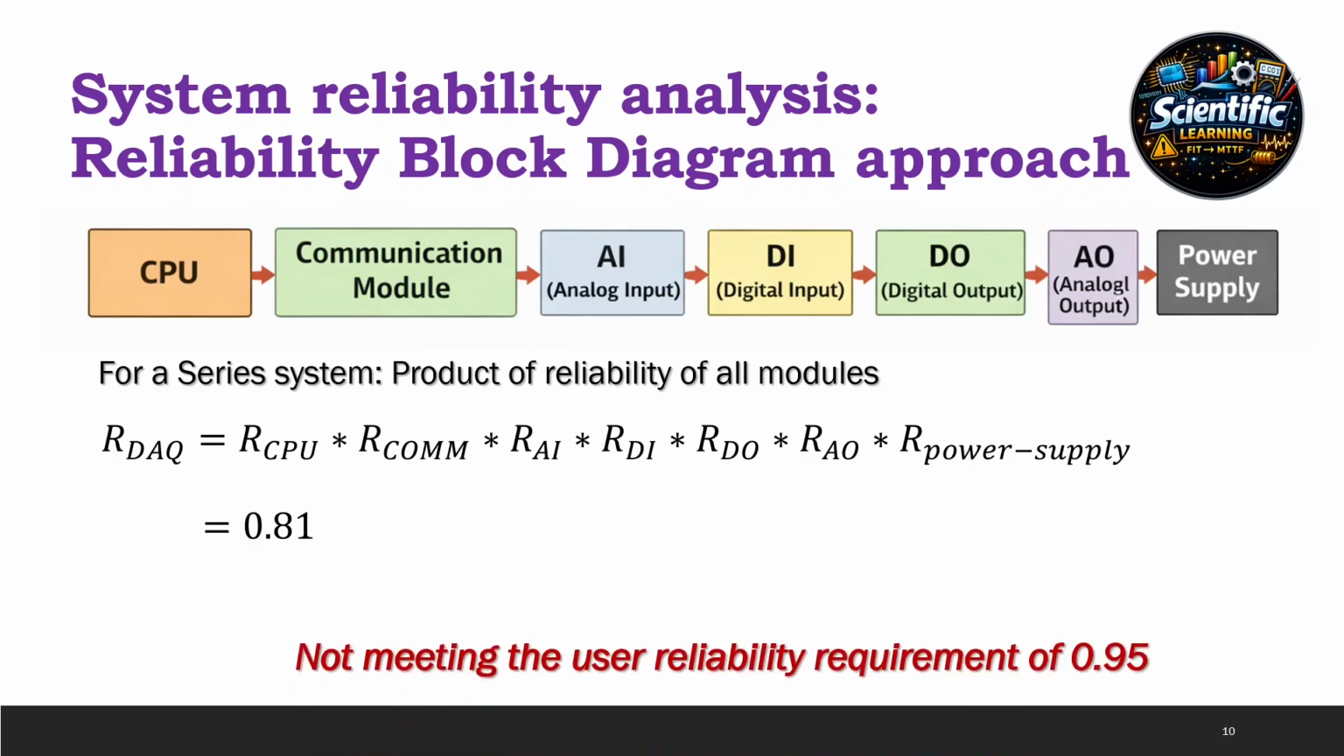Now we can see that this DAC system is not meeting the user reliability requirement of 0.95. So what should be the approach now? This is a very common situation in real engineering systems. In further slides, we will see how to address this.